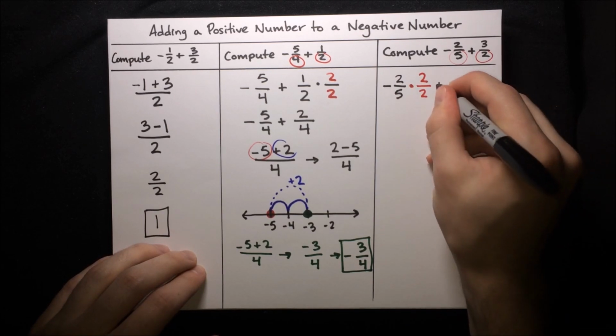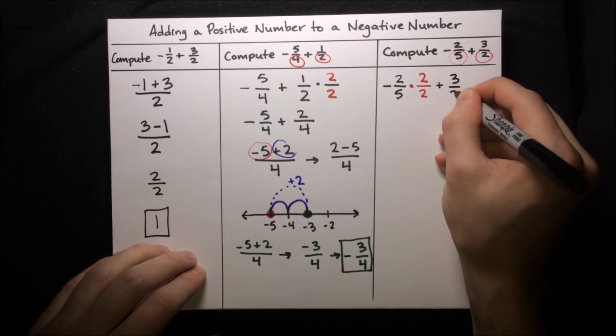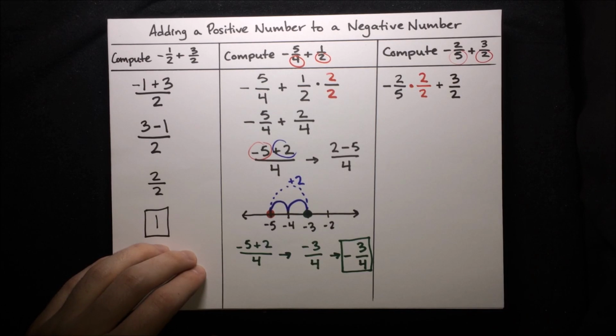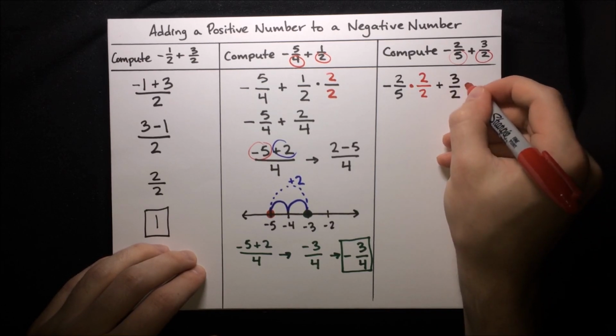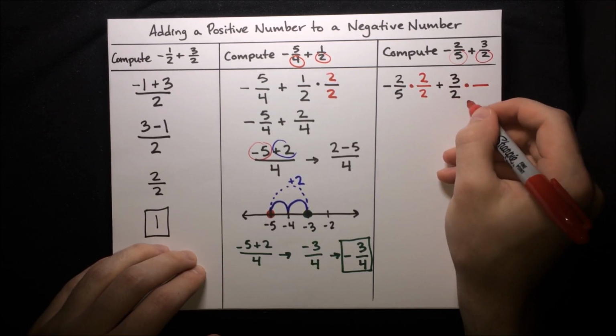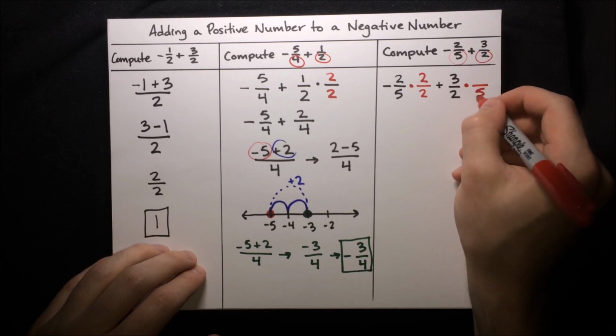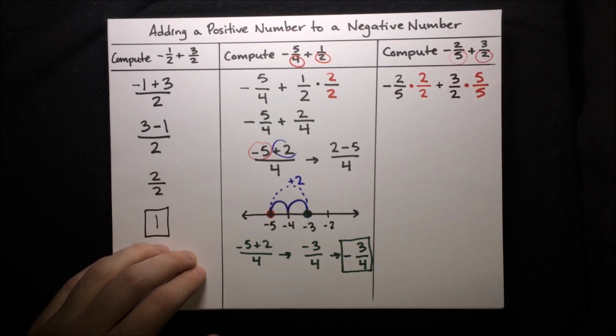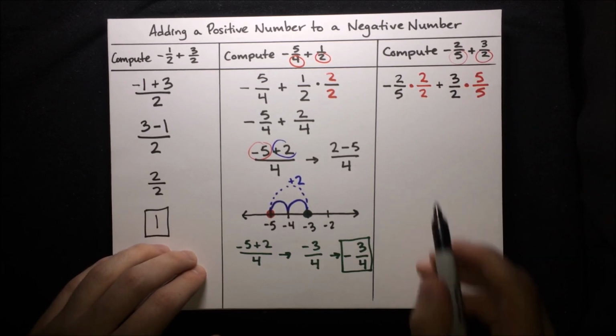Okay, and then plus 3 over 2. Same idea. What do we have to multiply by to get a denominator of 10? 2 times what makes 10? Well, 2 times 5 makes 10. So put 5 on top and bottom. And now let's go ahead and compute that.